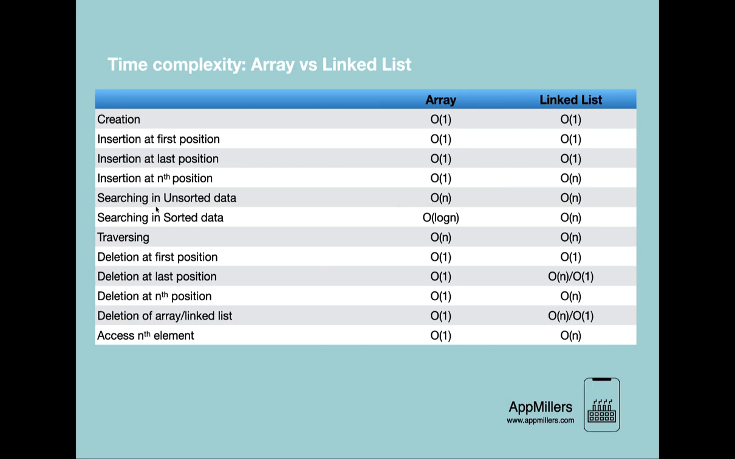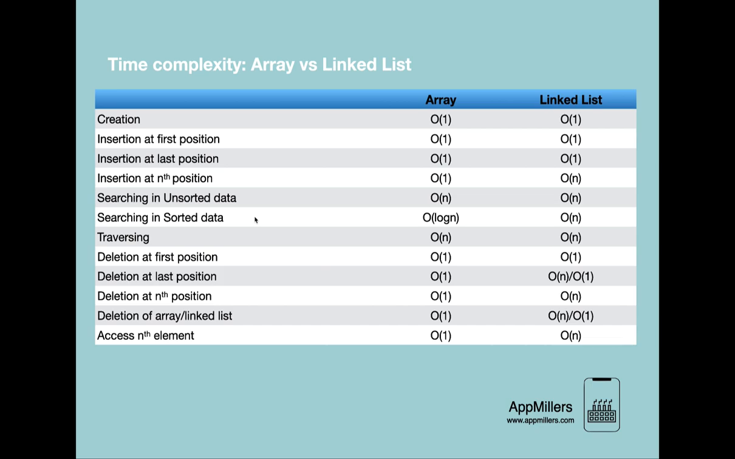Now the next operation is searching operation. So here we will look at first searching an element in an unsorted data. Here it takes O(n) in array, because to find an element we need to traverse from beginning of an array to the end until we find the element that we are looking for. In case of linked list, it's also same, because here again we need to traverse through linked list to find the element that we are looking for.